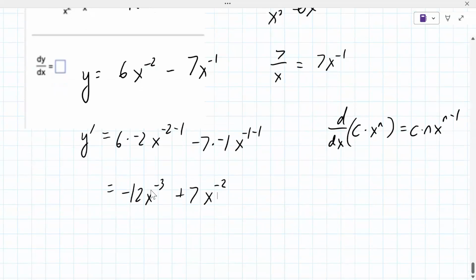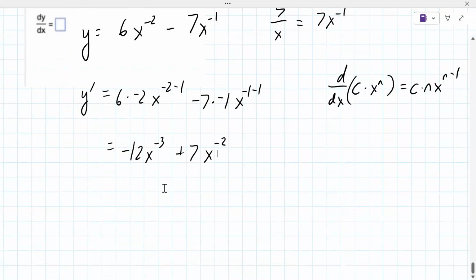So this is the answer. What would it maybe look like in your multiple choice? It might look like this, where the exponents go back to the bottom.